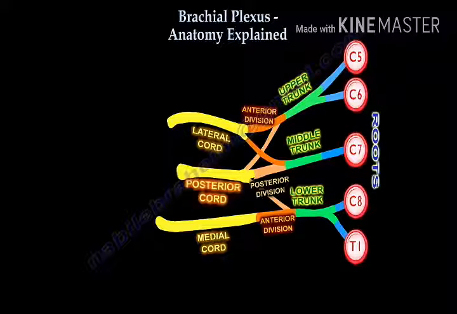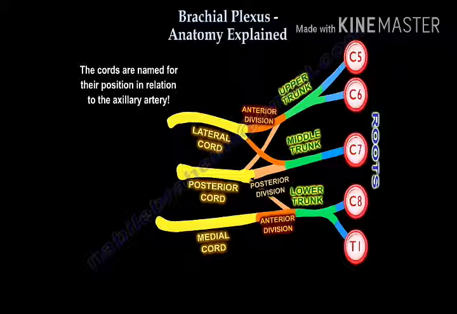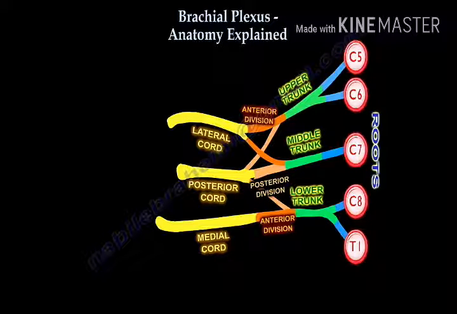So now we got posterior cord, lateral cord, and medial cord that are named according to the relationship with the axillary artery. So the posterior cord is posterior to the axillary artery. The medial cord is medial to the axillary artery. The lateral cord is lateral to the axillary artery.